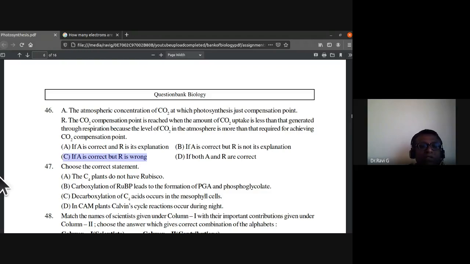47, choose the correct statement. Which is the correct statement among this? The C4 plant does not have Rubisco. Is it a correct statement or a wrong statement?